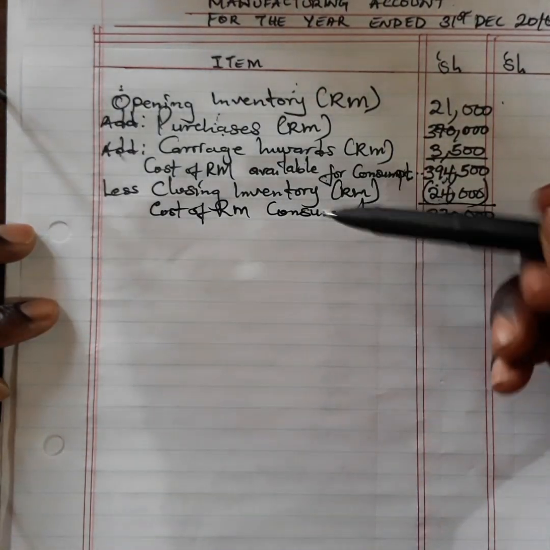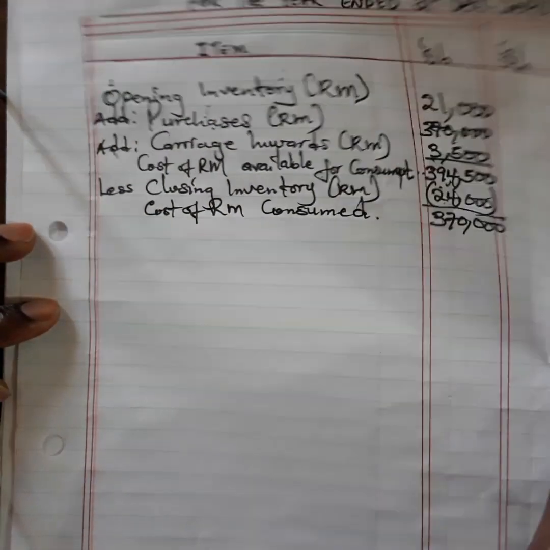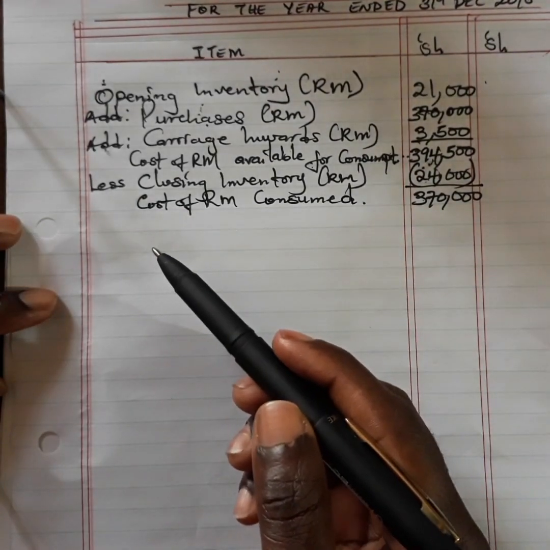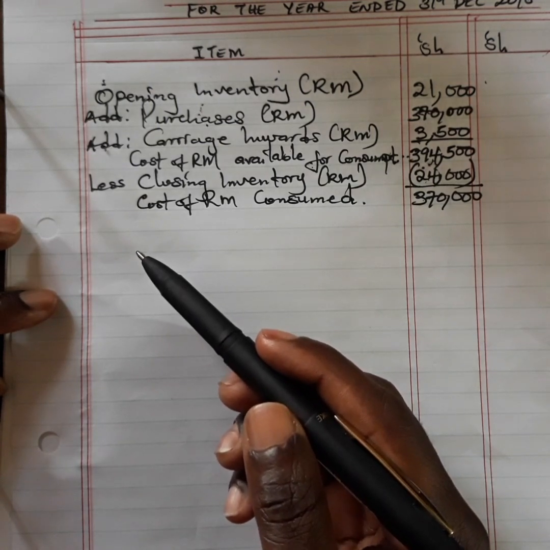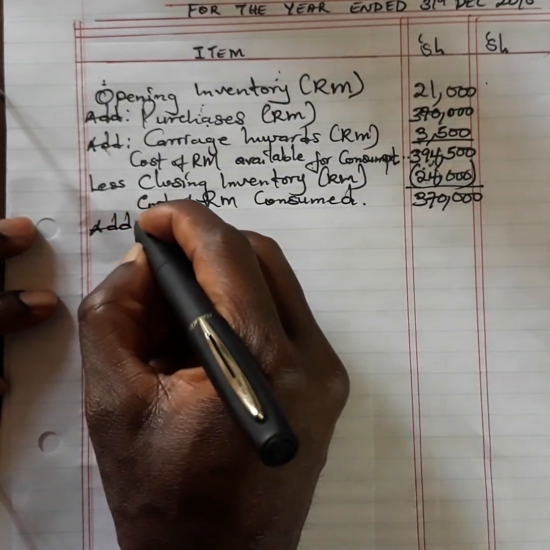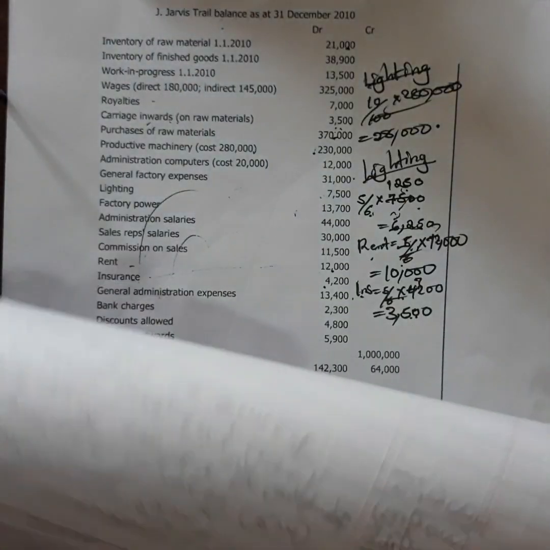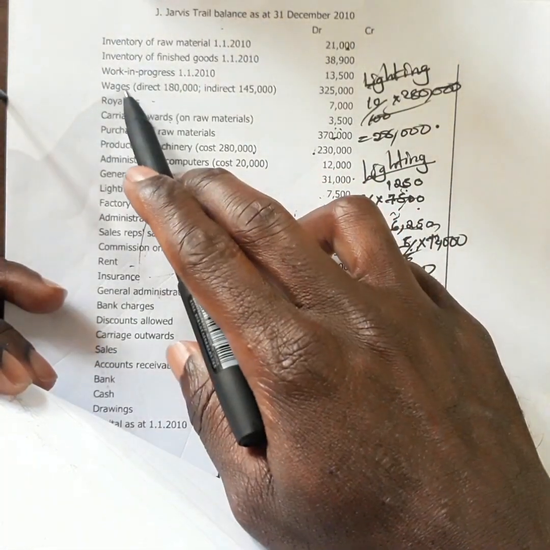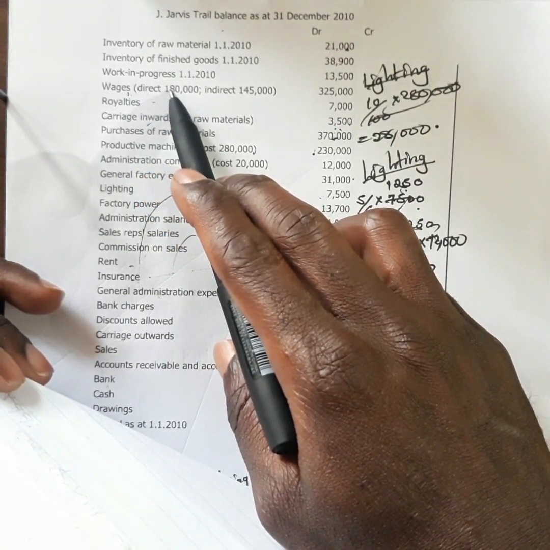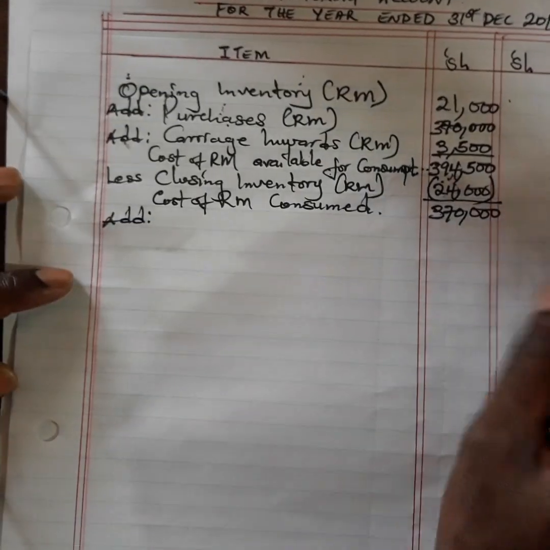After that, we are done with the direct costs. These are direct costs. Then we are supposed to add, remember, we are now talking about the prime cost. And I said prime cost is direct material plus direct labor plus direct expenses. So we are supposed to add anything to do with direct labor. And from our question, we are told that the direct amount of wages is 180,000. That is without adjustments. So we are supposed to add it.